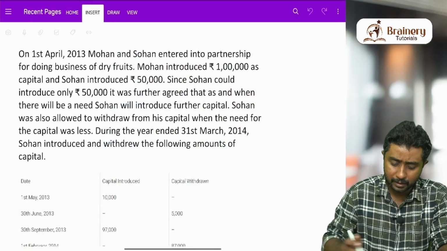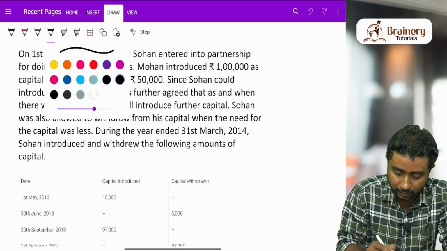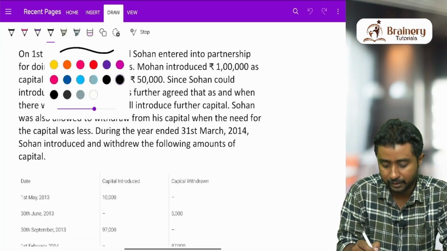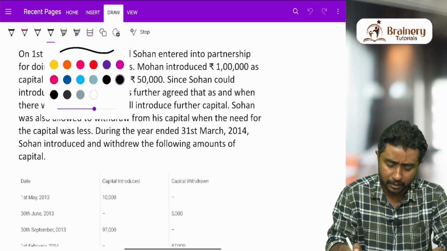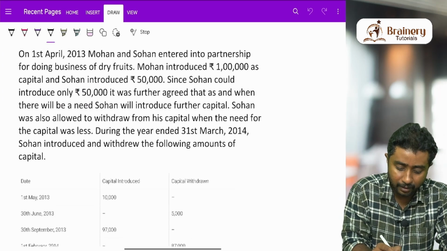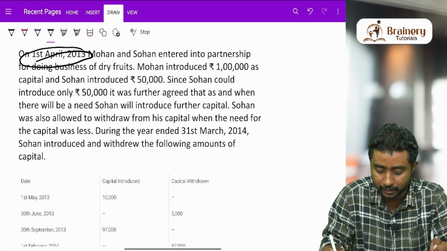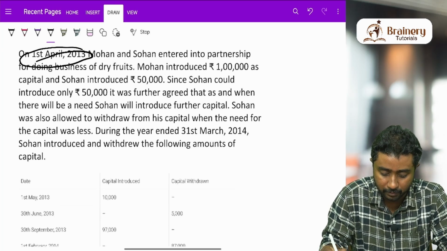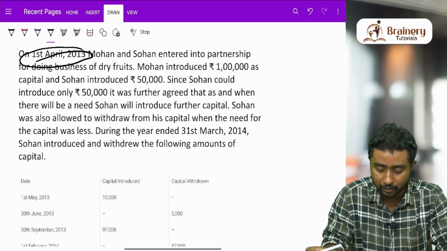So without further delay, let us jump into the question. As you can see, on 1st April 2013, whenever you are calculating interest on capital or any interest, whether it be interest on drawings, interest on capital, or interest on loan, the date of that amount is very important. So remember that on 1st April 2013, Mohan and Sohan entered into partnership for doing business of dry fruits. Obviously they started business in the beginning of the year itself.